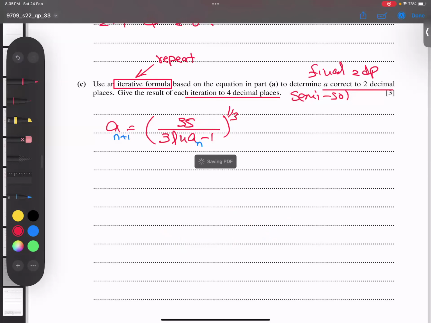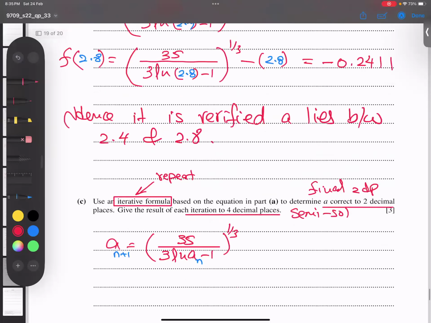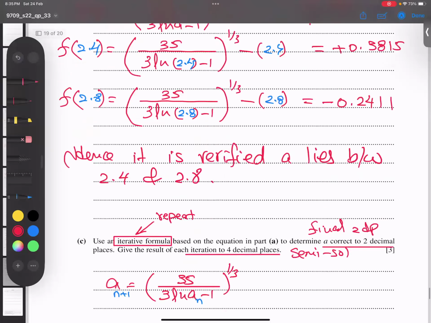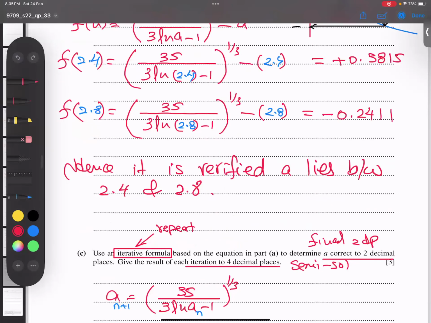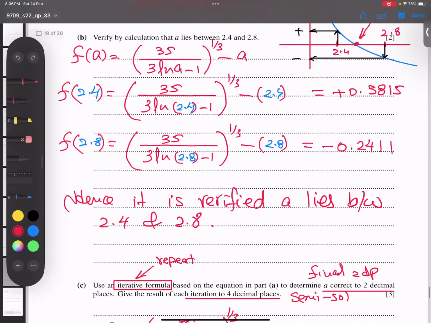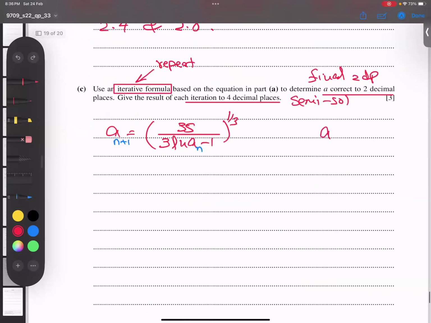So how to do the question? First of all, you know it very well. Sometimes he gives us the root, but in this question it is not mentioned here. So what is the answer? We know it very well. The answer of A lies between 2.4 and 2.8. I will take the average of these two numbers. So look now here. A1 equals 2.4 plus 2.8 divided by 2. I got 2.6. This is called the initial value.